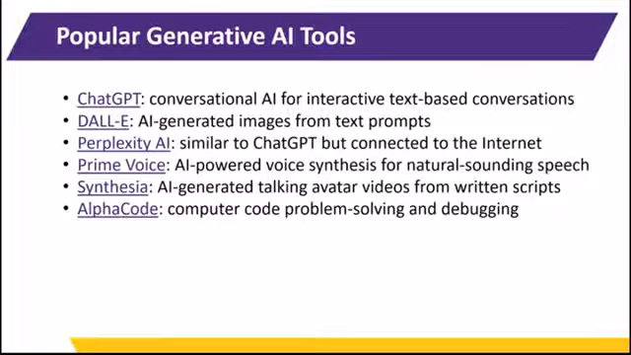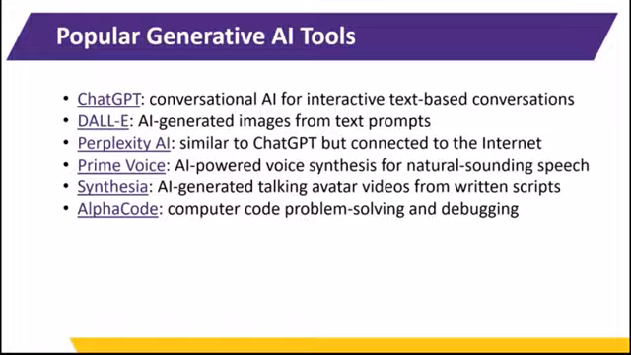Perplexity is another one of our favorites since it functions very similarly to ChatGPT, but it's connected to the internet. This means that it has access to real-time information, which ChatGPT cannot. It can talk about recent events, and it can learn and adapt from recent developments.